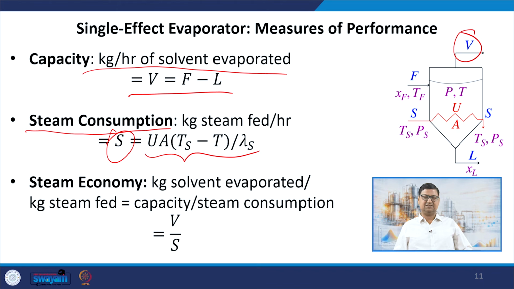And finally, the steam economy, which is the kilograms of solvent evaporated per kilogram of steam fed, is the ratio of these two quantities, which is simply V by S in our case.